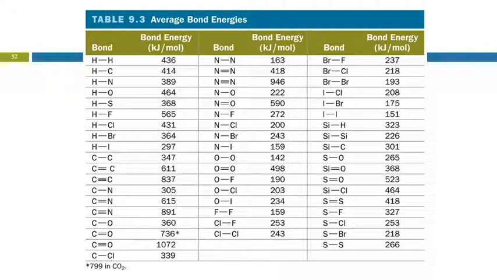Here's a table from your textbook showing different bond energies. So here we've got, let's look at these, nitrogen, single bond, double bond, and triple bond. 163, 418, 946. So the triple bond is much stronger. One thing I'd like to point out in here, see the asterisk? A carbon-oxygen double bond. The average bond energy is 736 kilojoules per mole, except it's 799 for CO2. So be aware of that. That's going to come in occasionally.